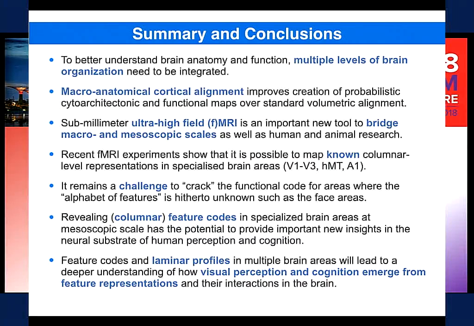And we also have shown that we can map known features in the human brain akin to what is done invasively in the macaque monkey, for example. But of course, we have a challenge ahead to find out what the columnar code or the features are in areas where we don't know yet the features used by the brain. The challenge is now to identify these features. It's also possible to separate laminar profiles, which is important to understand better cognitive processes like attention, top-down activity, completion, and also connectivity, functional and effective connectivity in the brain.